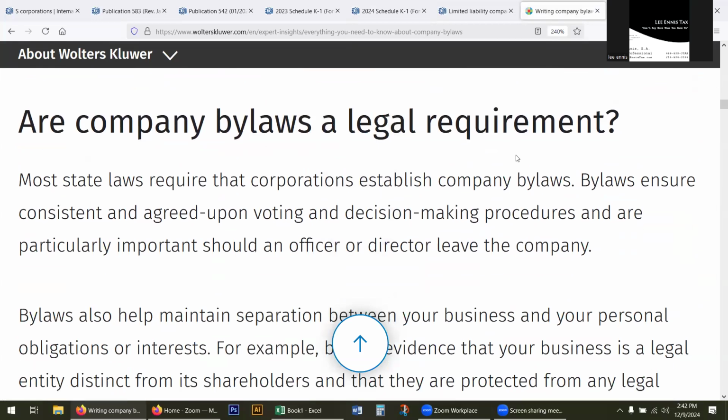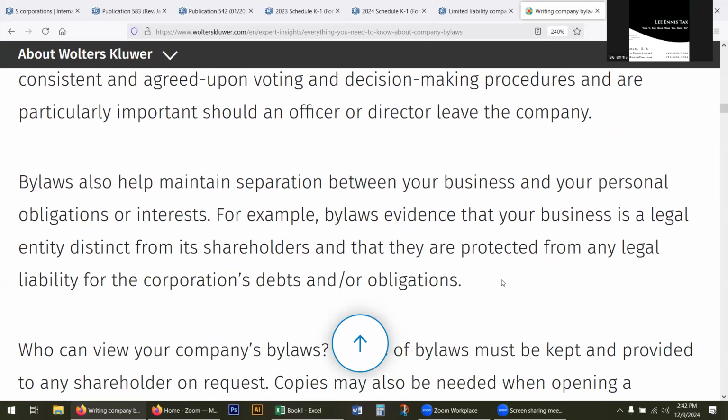This is just something about bylaws. It does state that most state laws require the corporation to establish company bylaws. Bylaws ensure consistent, agreed-upon voting and decision-making procedures, which is particularly important should an officer or director leave the company.